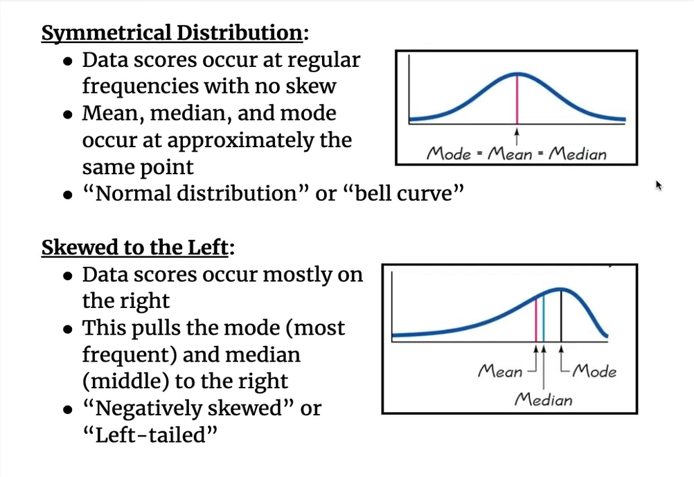So when we say skew to the left, that means that there's a little tail on the left. And there's a tail there because most of the data scores cluster to the right. This actually pulls the mode, remember mode is most frequent, to the right, and also the median to the right, because that means you have a lot of higher scores. So it's going to pull the frequencies to the right, and the middle is going to be pushed to the right as well. This is, like we said, left-tailed, skewed to the left, and negatively skewed, because the negatives go on the left as well.